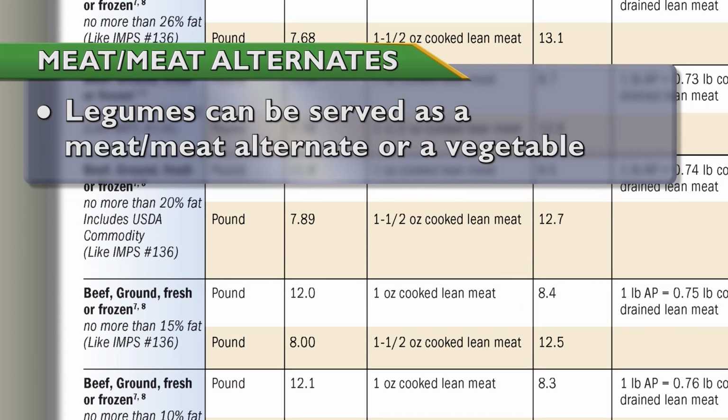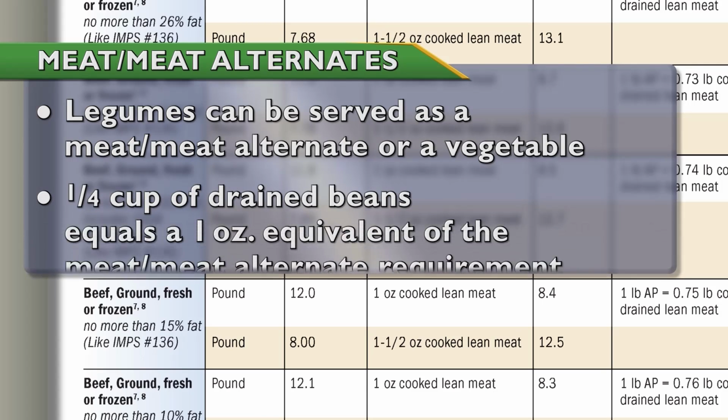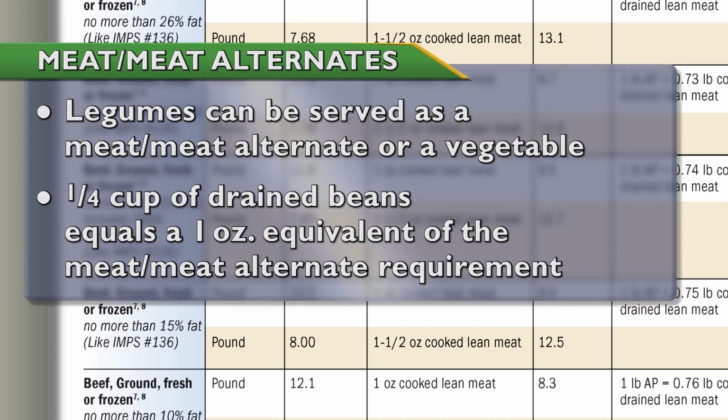Legumes can be served as a meat alternate or a vegetable. A quarter cup of drained beans equals 1 ounce equivalent of the meat alternate requirement.